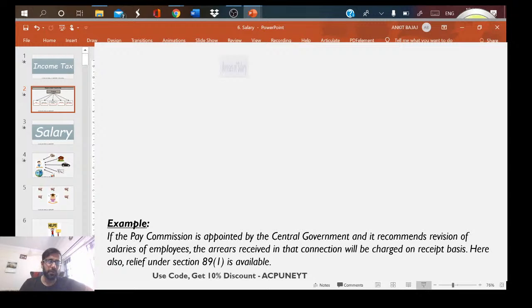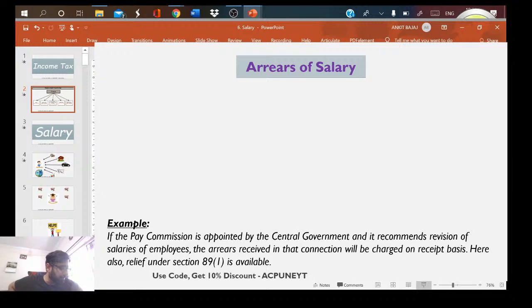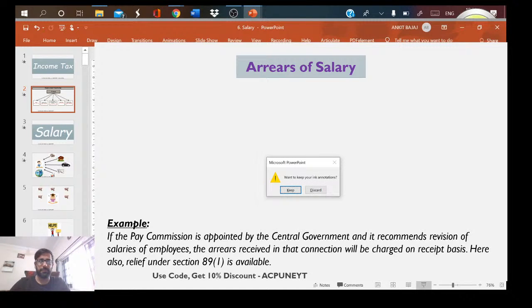Okay. Sir, what about arrears of salary? Sir, we are having a huge problem with the arrears of salary concept. Arrears of salary is nothing, it's very easy. Sir, can you give us an example? Definitely, I will give you the example. Don't worry, I will give you a great example. You will love that example. Just wait.